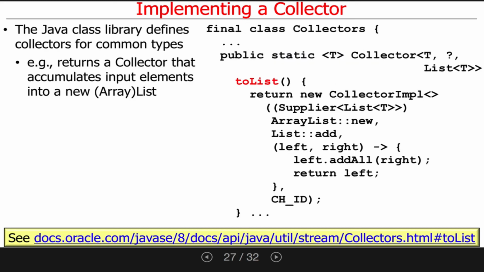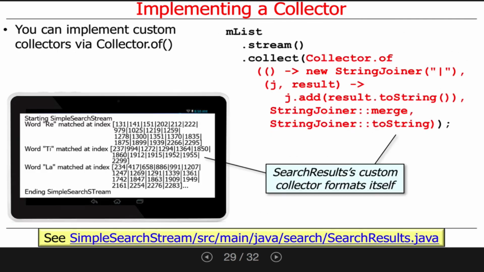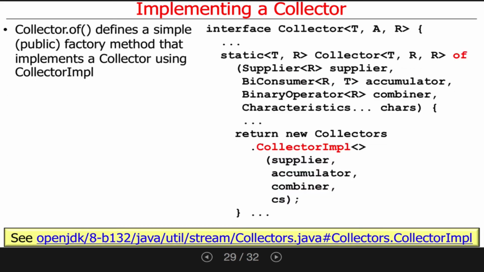So it's going to say ArrayList::new, List::add, has a little lambda expression to merge 2 lists together, and then it basically says that this is going to be the identity finisher. So that's just what happens under the hood. I'm just showing you what Java does internally to implement this stuff. You can also implement your own collector, and there's a couple different ways to do it. One way is to do something kind of like what they do.